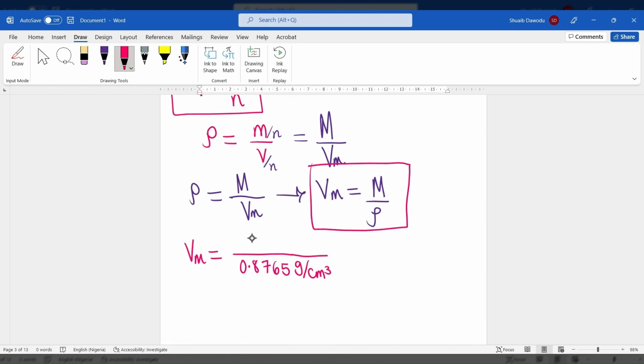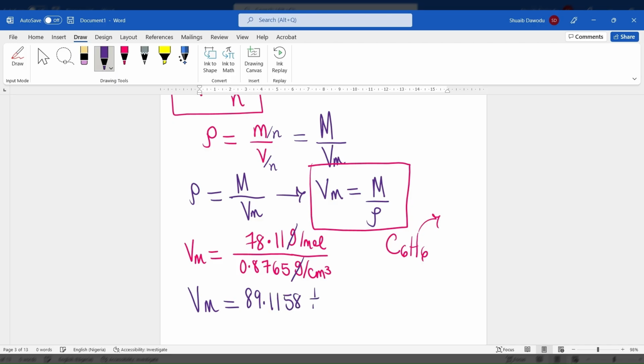We're already at a higher level of chemistry. I don't need to go through the process of saying 12.01 times 6 plus 1.00 times 6. You guys have passed that. Just remember that benzene is C6H6. The molar mass of that, you can calculate on your own time. But anyway, the molar mass is 78.11 gram per mole. So we can cancel out the grams, input this information in a calculator, and we end up with a molar volume equal to 89.1158 1 over mole. Let's not forget this is now 1 over mole since we've divided gram by 1 over centimeter cube.